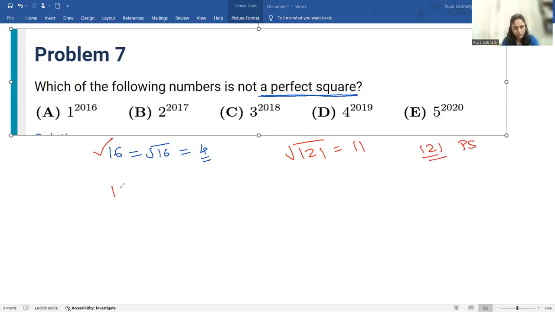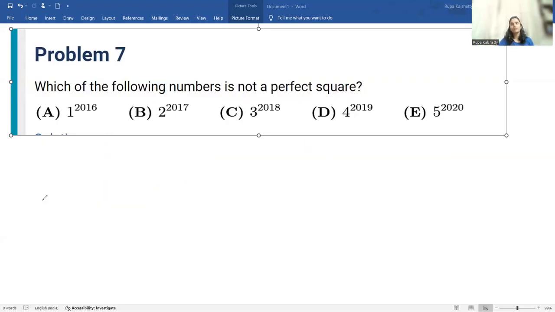Let's check if 141 is a perfect square or not. For that, what will you do? You will take its root, and the root of 141 is not a whole number, but some decimal, like 11.87. So we say that this is not a perfect square. So for any number to be a perfect square, its root should be a whole number. That's a rule.